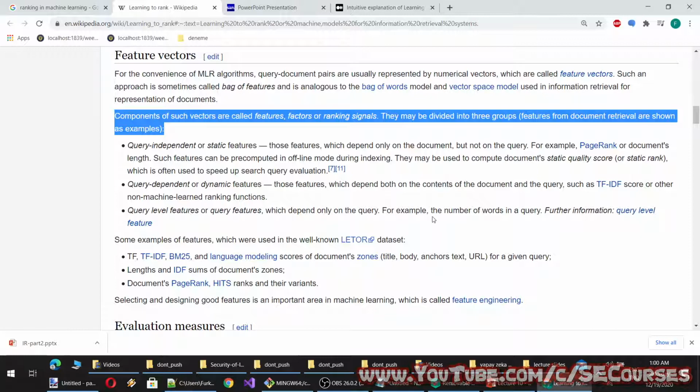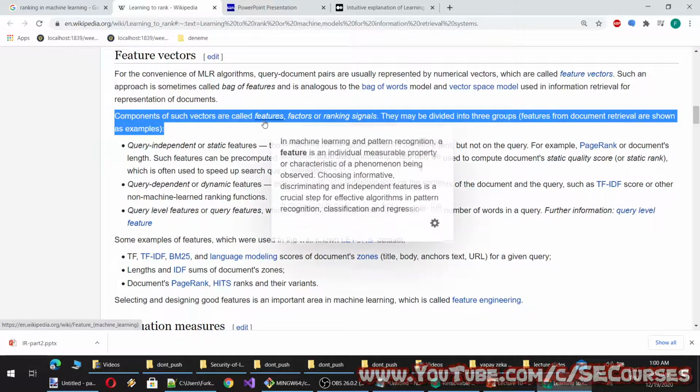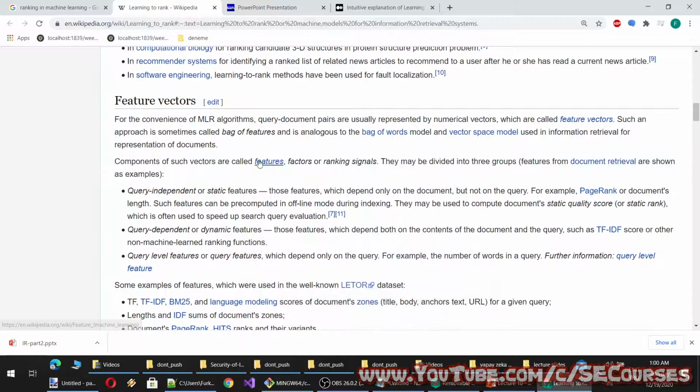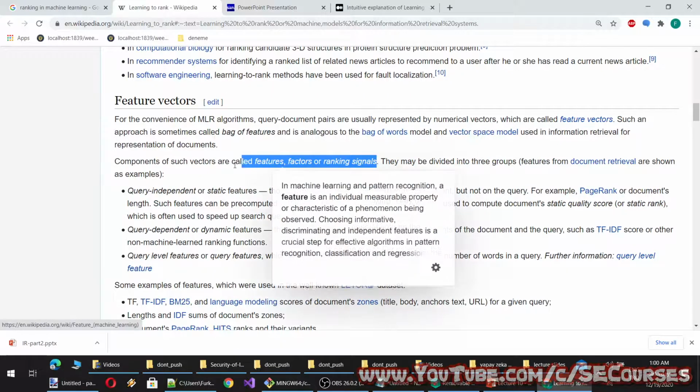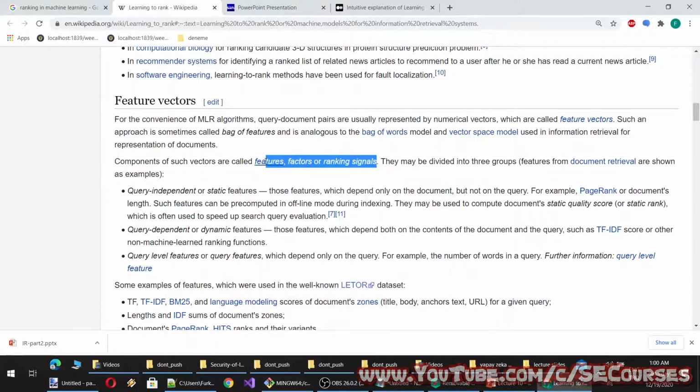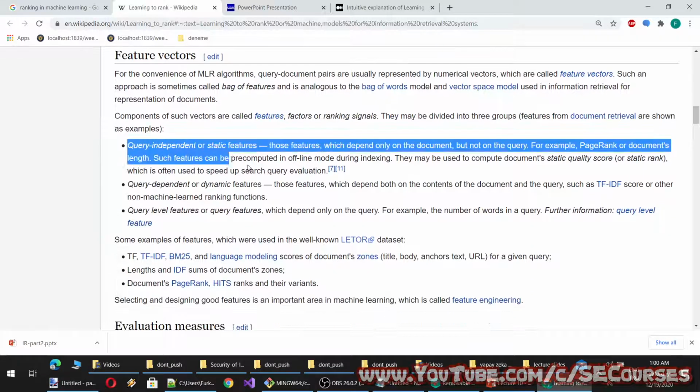Components of such vectors are called features, factors or ranking signals. They may be divided into three groups. Features from document retrieval are shown as examples. You see how naming may differ. It may be called features, factors, or ranking signals. They are all the same, however, with different callings and different namings.